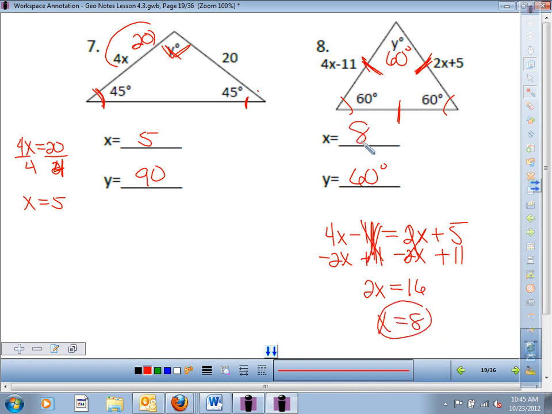Now we can double check ourselves simply by substituting in. 4 times 8 is 32. 32 minus 11 is 21. Do it here. 2 times 8 is 16. 16 plus 5 is 21 as well.